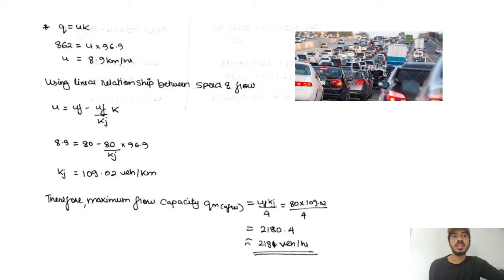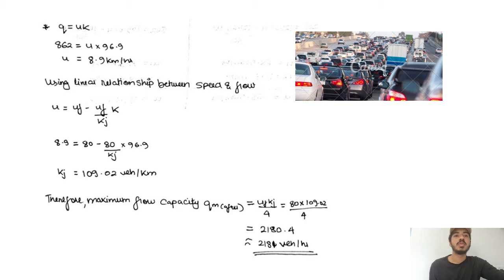Now using the linear relationship between speed and density, which is U is equal to UF minus UF by kj into k, we substitute the values. U is 8.9 km per hour, which we just found using Q is equal to UK, and UF we all know is 80 km per hour. The kj is the unknown value here, and k we just found from the average spacing. The new k is 96.9 vehicles per kilometer. Using those values, we can find the new jam density to be 119.02 vehicles per kilometer.